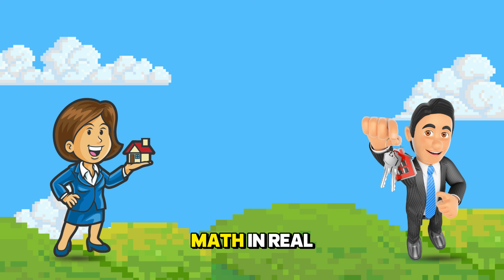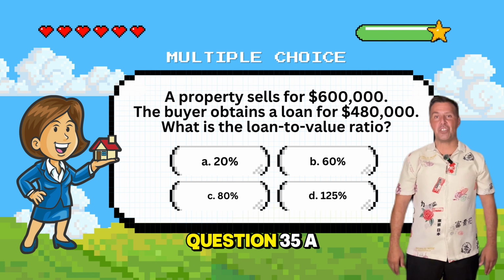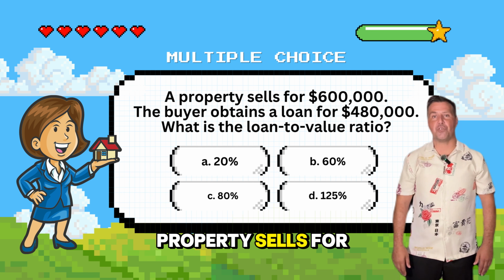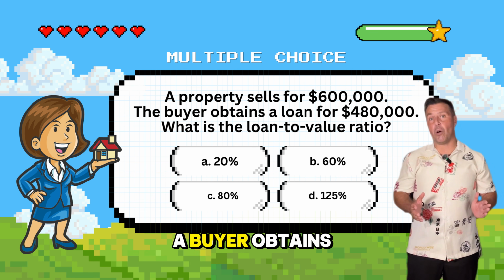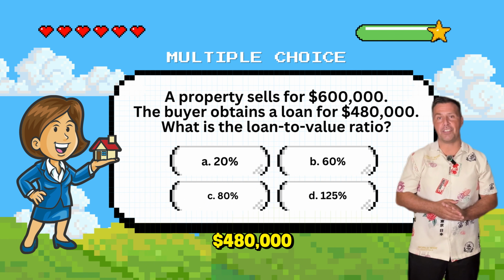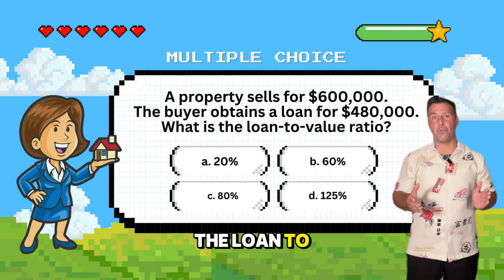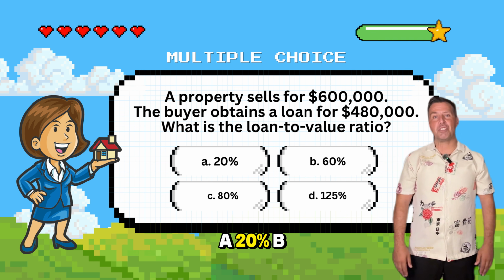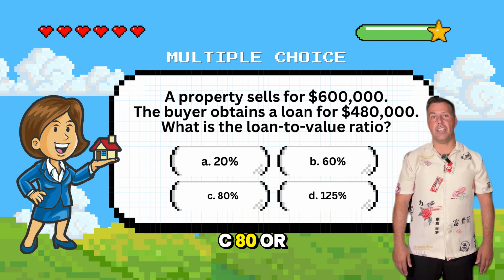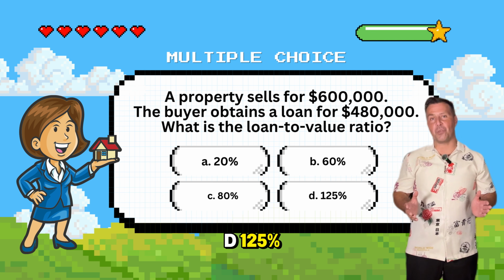Part 6. Math in real estate. Question 35. A property sells for $600,000. A buyer obtains a loan for $480,000. Now, what is the loan to value ratio? A. 20%, B. 60%, C. 80%, or D. 125%.